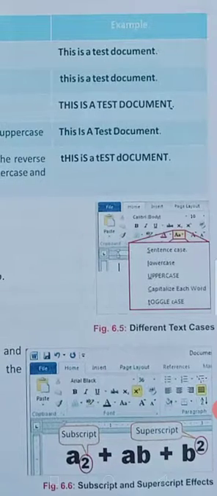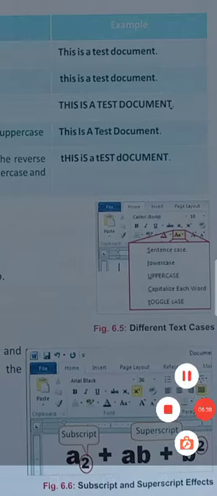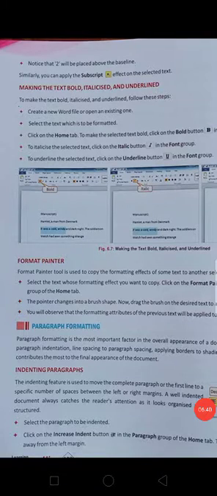But whenever you click on X power, it will change the word into subscript. So I already told you, if you want to make it superscript, you click on X power, and if you want subscript, you click on X square. It will change our data into superscript or subscript.